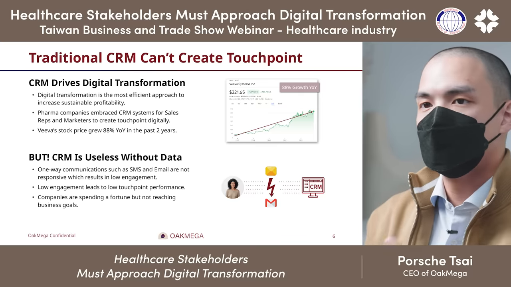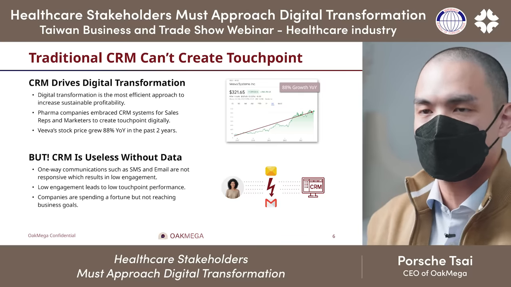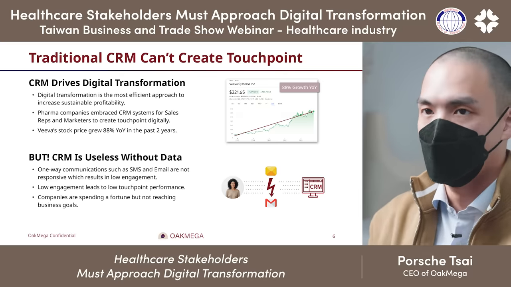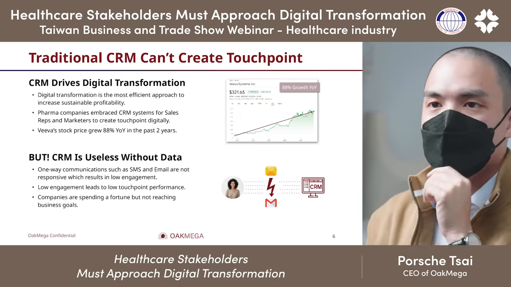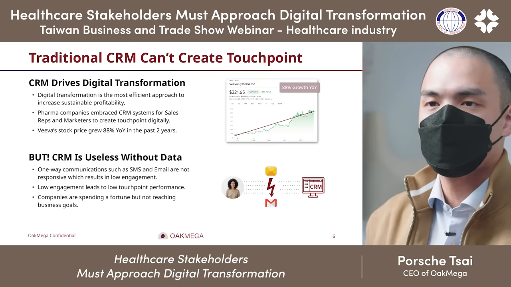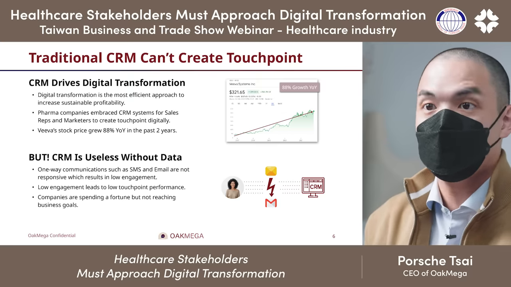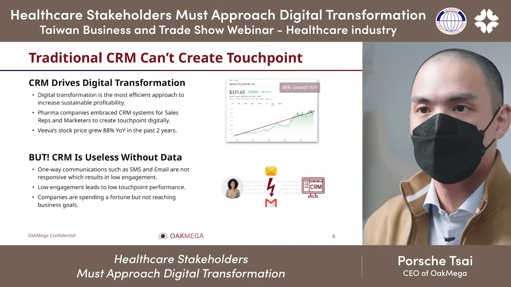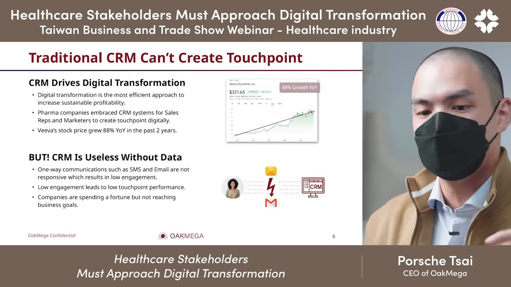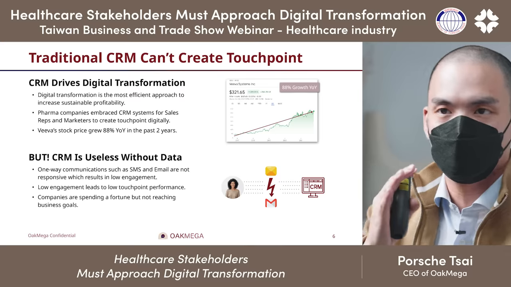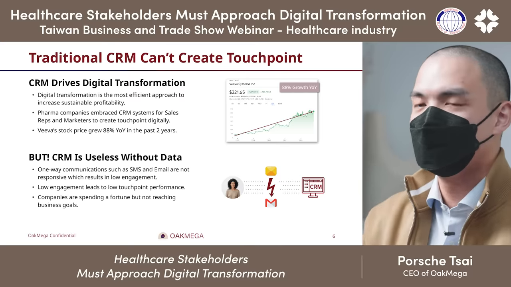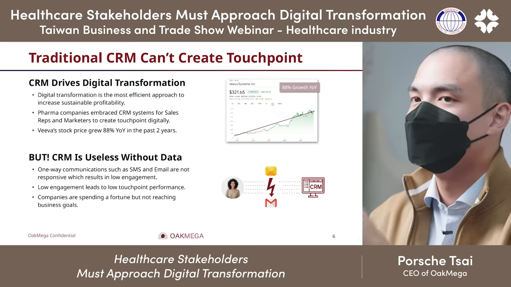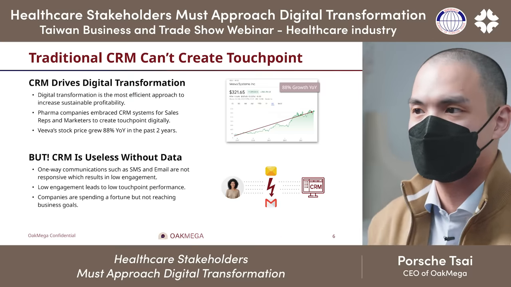However, the current CRMs we are looking at right now are built from 20 years ago, which means they're old, they're not interactive, they're not flexible. The communication tools they're using are email and SMS, which we all know the open rate is low, the engagement rate is low. So what we see right now is even though pharma companies spend lots of money and time on digital transformation projects, the CRM is built, but no data is actually coming in.